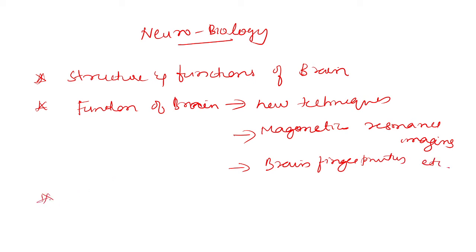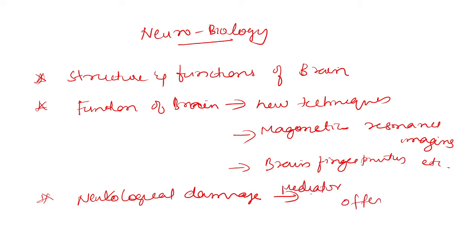There is increasing evidence that neurological damage is an important mediating mechanism that leads to offending. So if there is any neurological damage, that acts as a mediator for offenses. Criminal behavior is because of this neurological damage. The neurobiology theory tells that neurological damage is a cause for committing offenses.